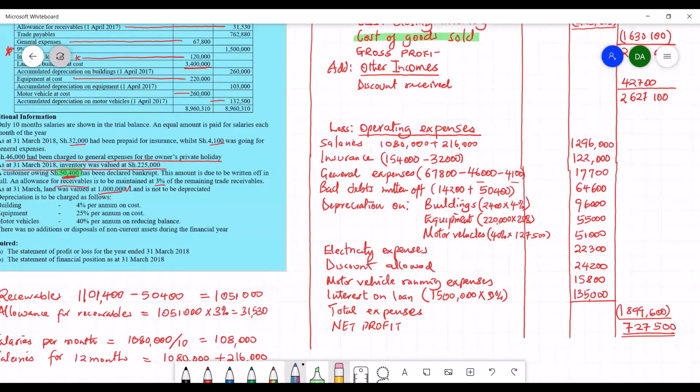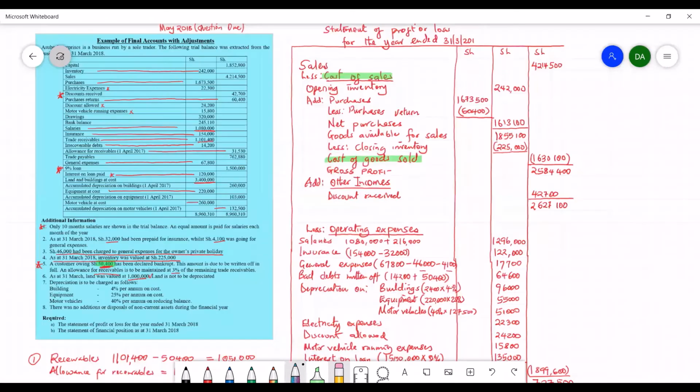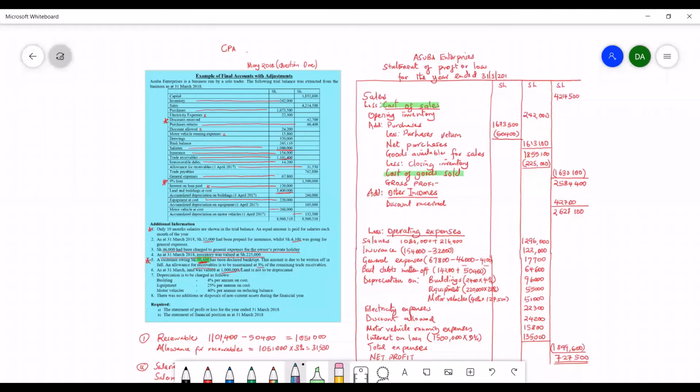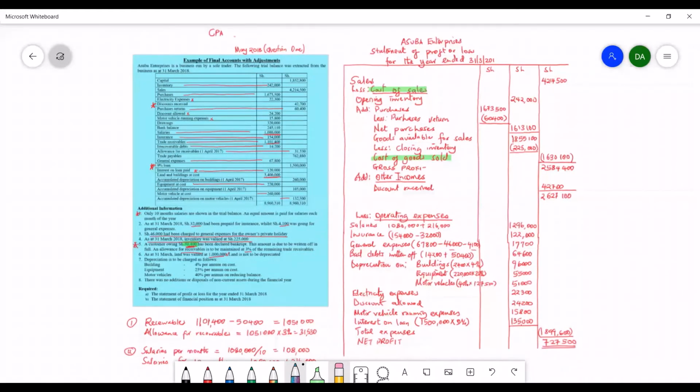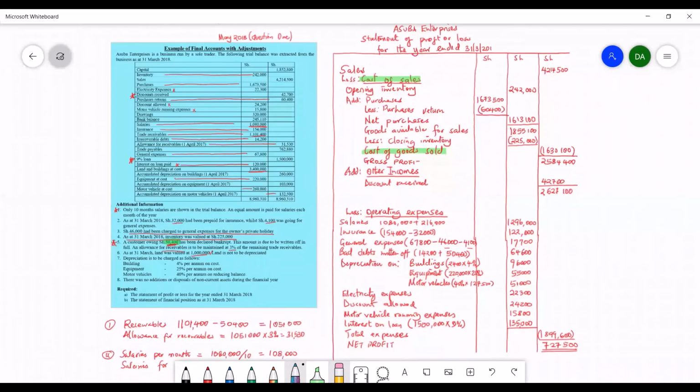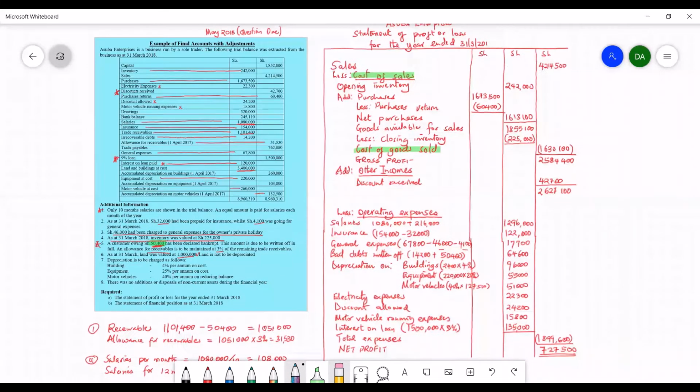We have incorporated in the statement of profit or loss the adjustments, and we have seen how to adjust each and every item that requires adjustment. We now have a full statement of profit or loss as follows. Therefore, a full statement of profit or loss for the question is shown as follows.